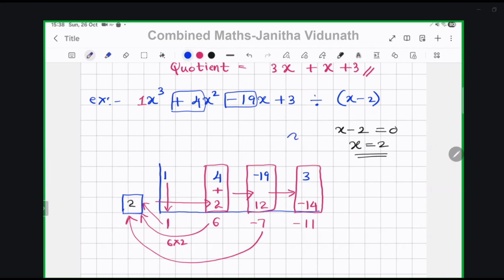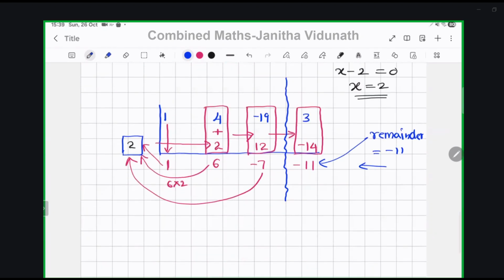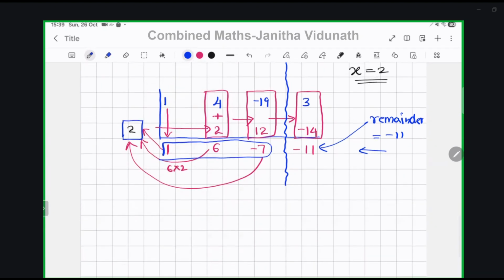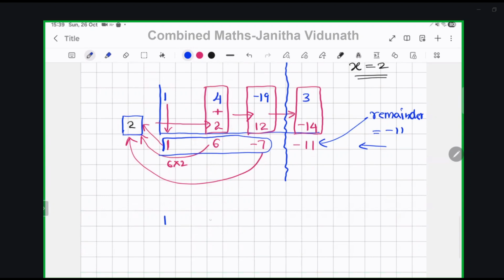Afterwards, we allocate our last number in the bottom row as the remainder. Now, this is the remainder. That means our remainder is minus 11. Now, the remaining other numbers we put as our quotient. These are the coefficients of the quotient. That means 1, 6 and minus 7.